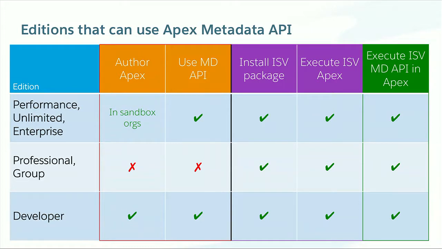So who can use this? Basically, anybody. If you are an ISV, anybody who can install your package can use whatever you've built that uses the Apex Metadata API. Professional and group editions cannot author their own Apex. They cannot use the Metadata API on their own accord, but they can install ISV packages, and they can run Apex that's written in that ISV package. And we also then make sure that those orgs can execute code that uses the Apex Metadata API that's in an ISV package.